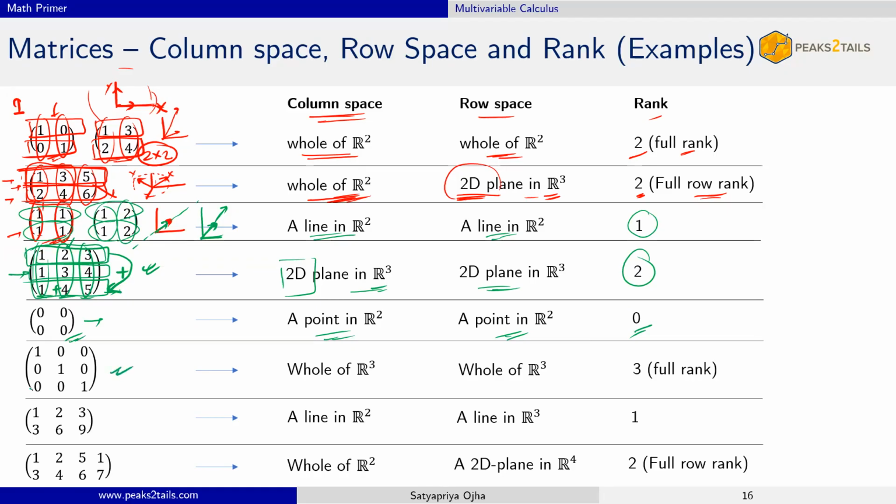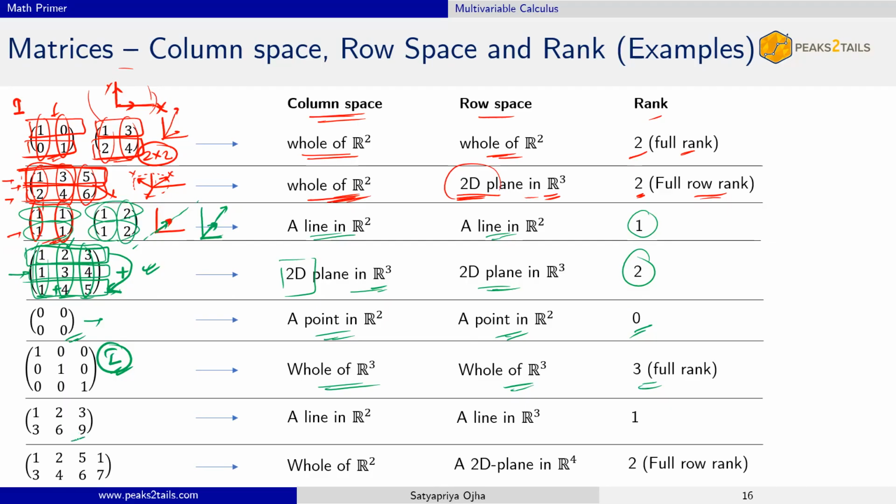Next one. This is beautiful. This is the identity matrix in 3 dimensions. And everything is orthogonal, full rank, R cube. Makes sense? All 3 are linearly independent vectors.